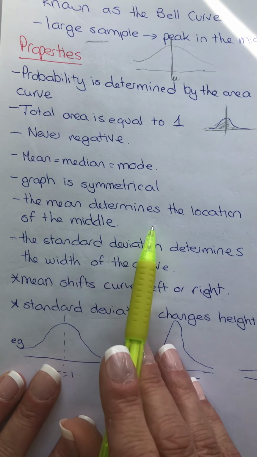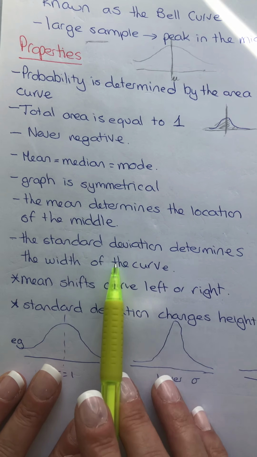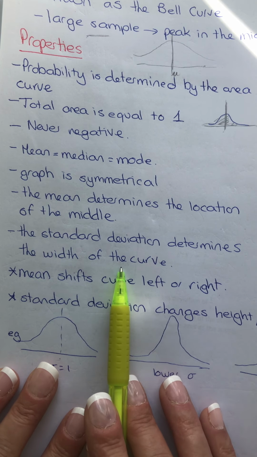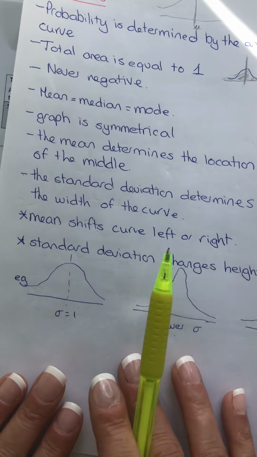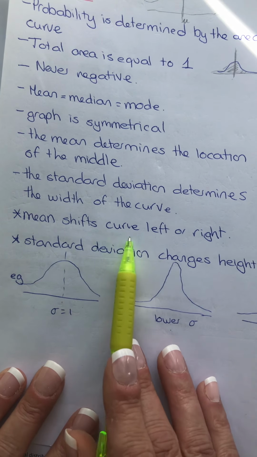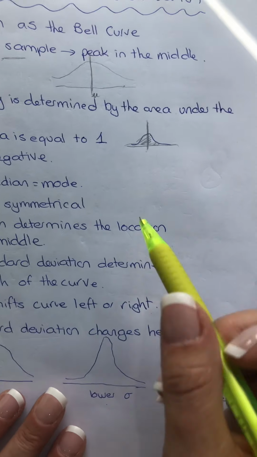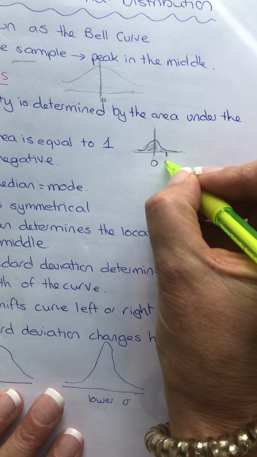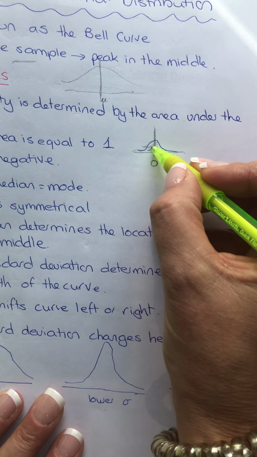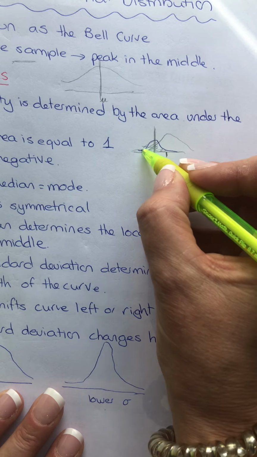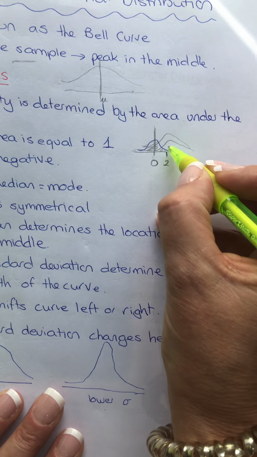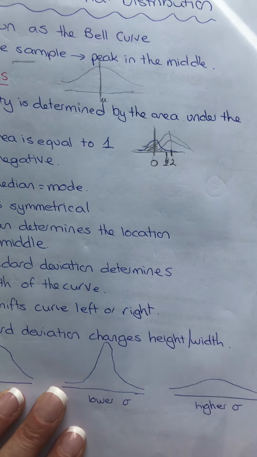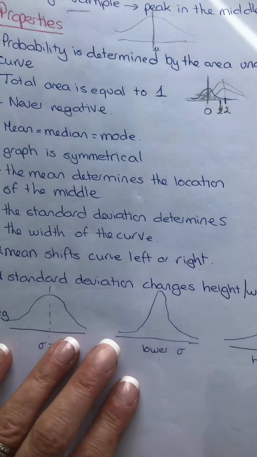The mean determines the location of the middle, and the standard deviation determines how wide the curve is. Okay, and the two things that these are responsible for: the mean will shift the curve to the left or the right. So for instance, this one up here, if this was 0, that would mean the mean is 0, but if the mean was 2 and the standard deviation is just 1, so it's just a normal looking curve, it would be that one. And I'm going to put my 2 there now, okay?